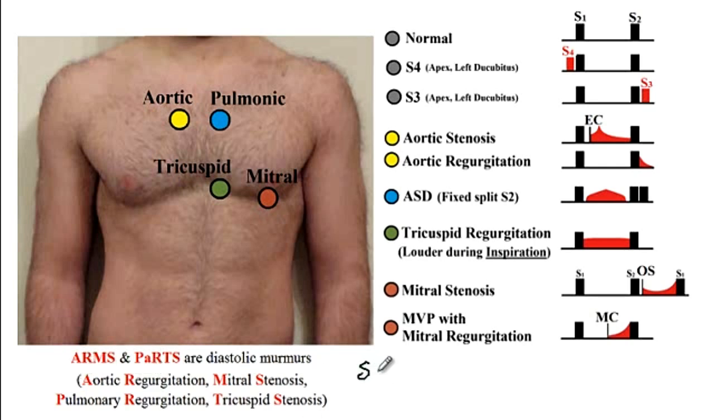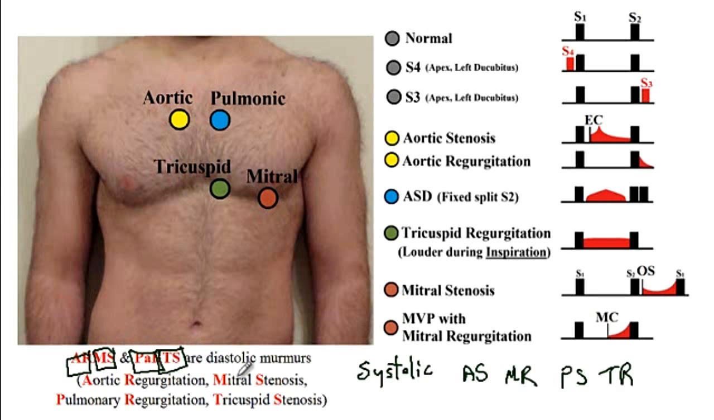And then with the systolic heart murmurs, all you will have to do is to swap R with S. So aortic stenosis, mitral regurgitation, pulmonary stenosis, as well as tricuspid regurgitation, these are the ones that are systolic heart murmurs. So with the diastolic heart murmurs, aortic regurgitation, mitral stenosis, pulmonary regurgitation, tricuspid stenosis, these are all diastolic versus systolic, for which you will have to swap S and R position. So that's one important memory aid that you will have to be familiar with.